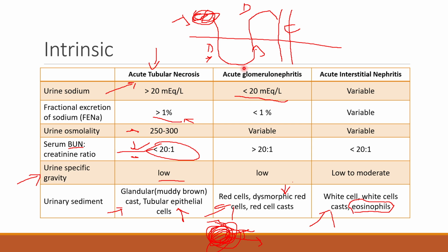As I mentioned, during the late stage, the tubule is going to be damaged too. So it really depends. When this one is still intact, you may have relatively high osmolality, but with its damage, you're going to have a lot lower osmolality. So it depends. And then the serum blood urea nitrogen to creatinine ratio is going to be higher than 20:1. Your tubule is still intact, so you're still able to reabsorb the urea. And then the urine specific gravity is going to be low, so it's going to be a dilute urine.